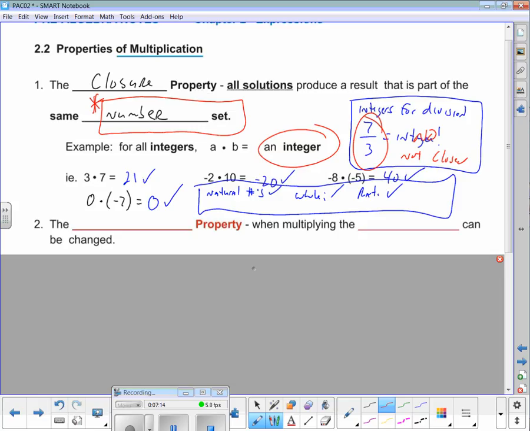So there's an example of something being not closed under division. We took an integer, we divided it by an integer, and we did not get an integer as an answer. We got a rational number, a fraction. And therefore, it is not closed.